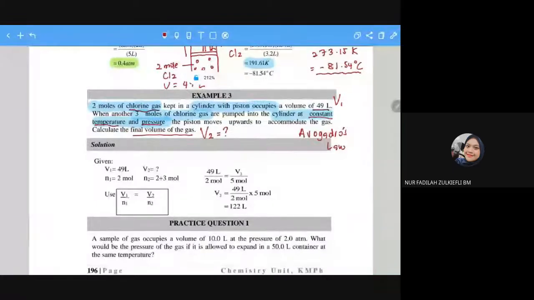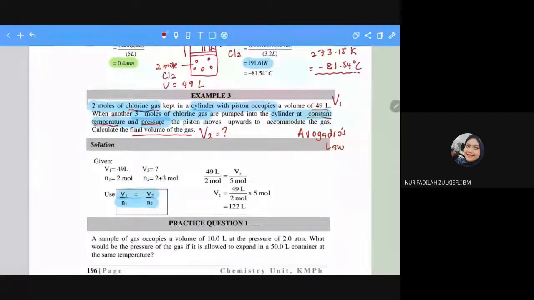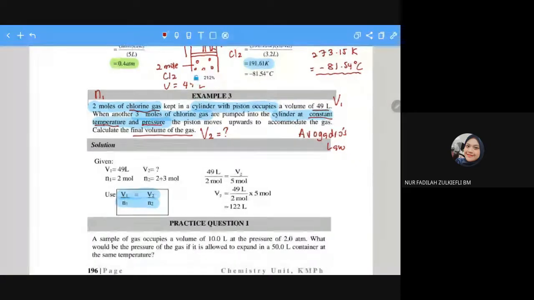So V1 over N1 equals to V2 over N2. So 2 moles adalah N1. Okay, N2 adalah berapa? Final number of mole. 2 tambah 3 jadi 5 mole. Okay, 5 mole. So, substitute inside this equation, kita nak cari V2. Somehow you get V2 adalah 122 liter. Unit is compulsory. Tak ada unit salah.